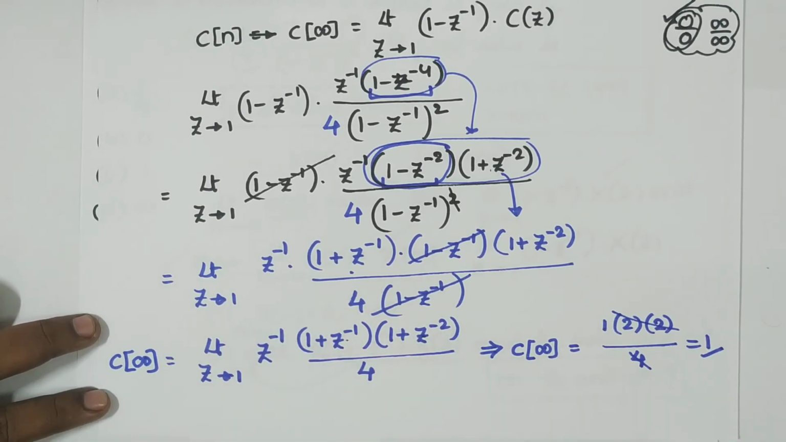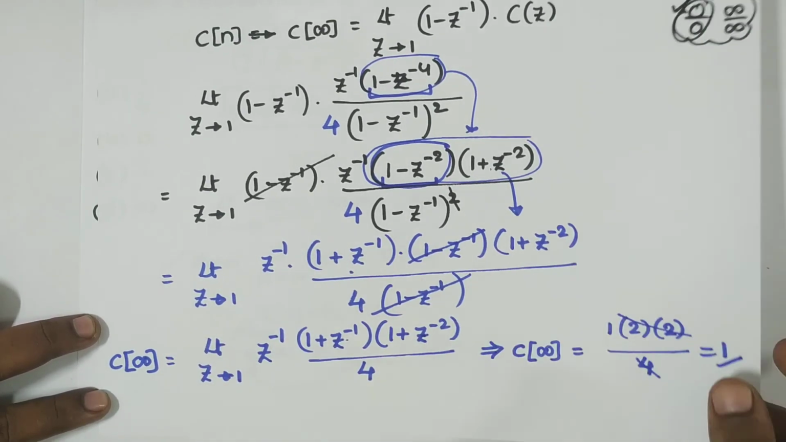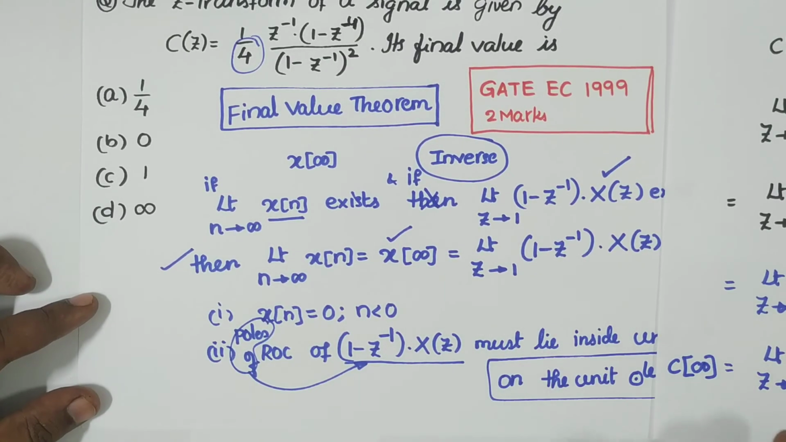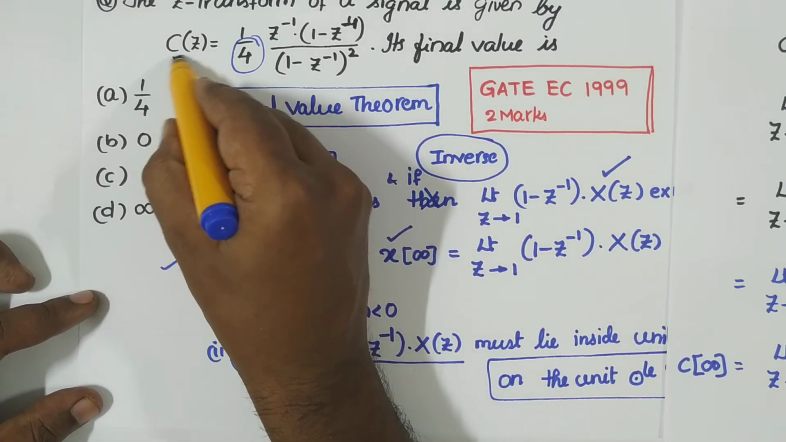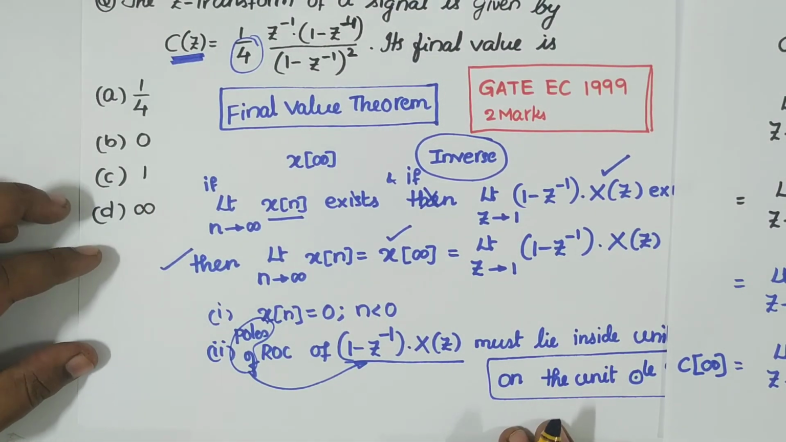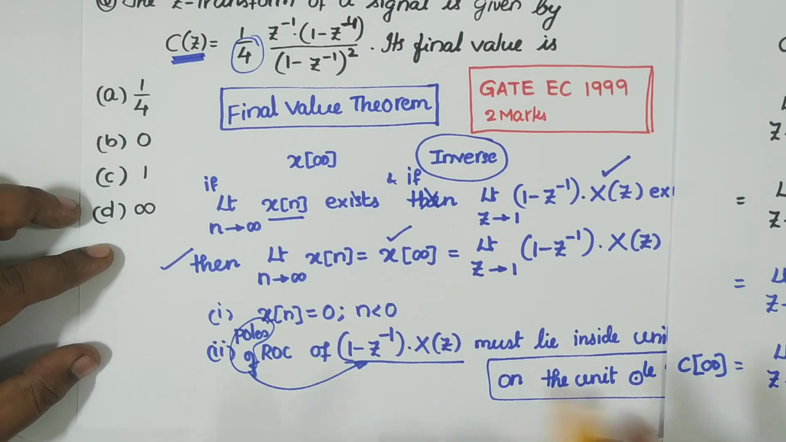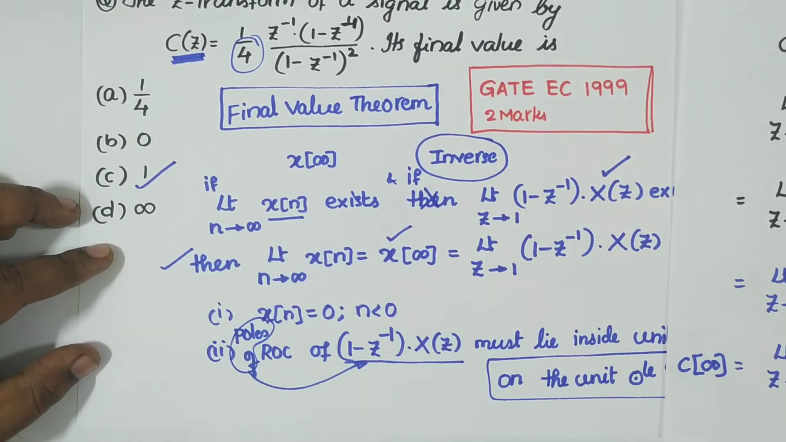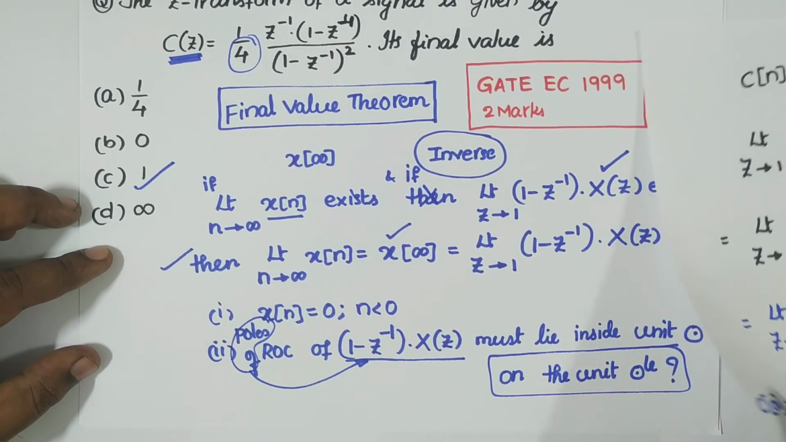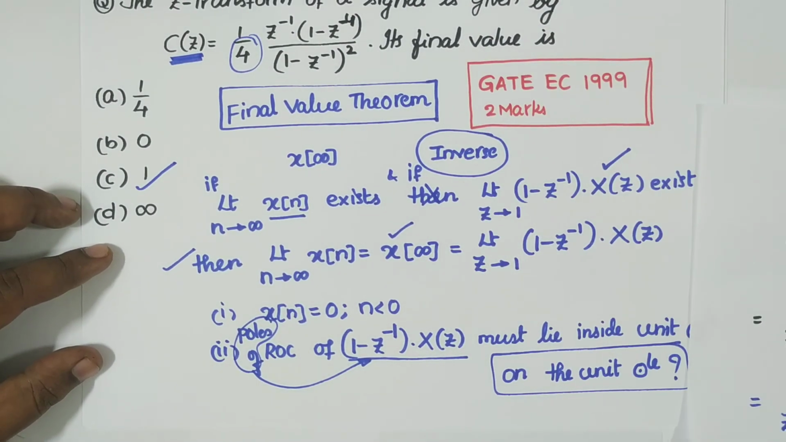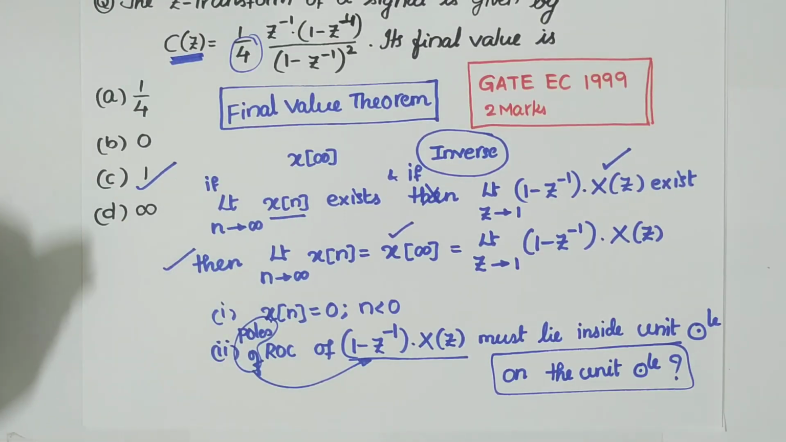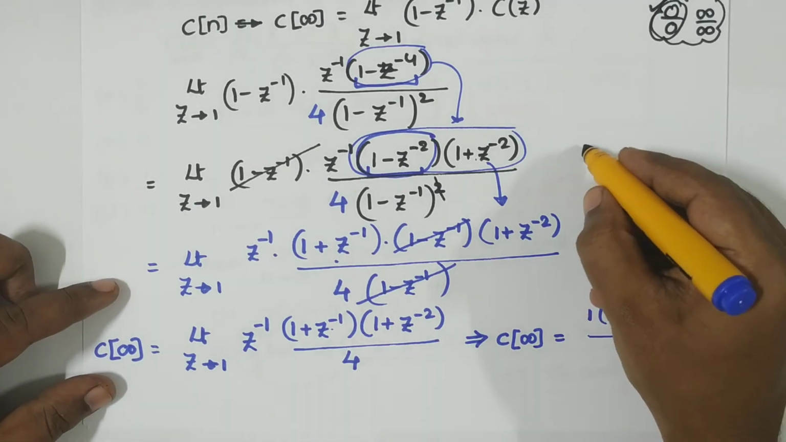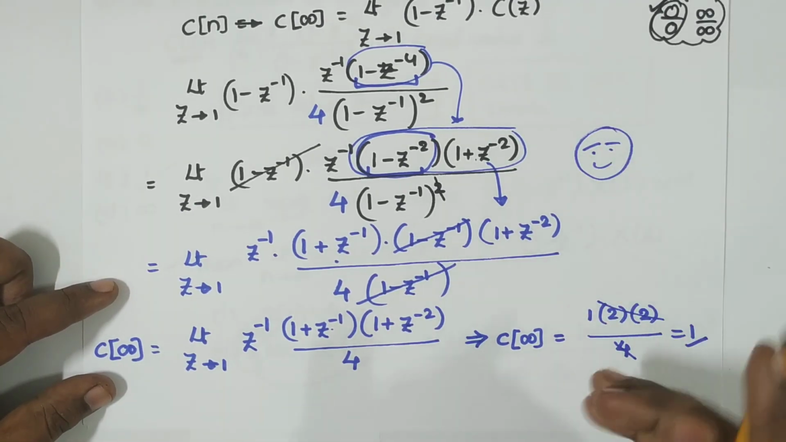See, nowhere did we find the inverse z-transform, but still we were able to find the final value of this C(n). The final value of C(n) at n equal to infinity is 1. That's it. If you want, you can take a snapshot of it, and that's all for today. Thank you.